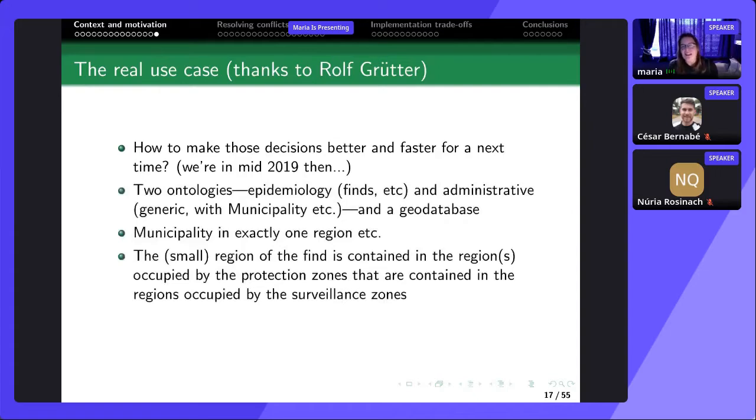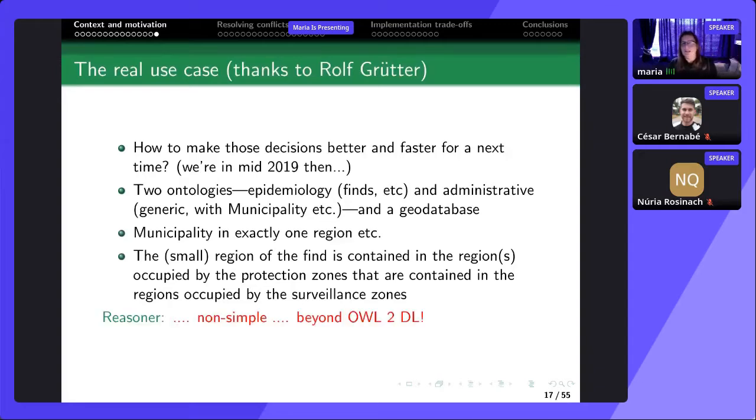So what they did was develop two ontologies, one about epidemiological information and the other one an administrative ontology. There was data related to that about the epidemic and about the geo information. There was information in there, such as the municipality being in exactly one region, and they wanted to have inferences that the region of the find is contained in the region occupied by the protection zone, which is again contained in the region occupied by the surveillance zone. So they had designed those two ontologies, and then I was like, okay, fine, we have those two, we're going to combine them, and we're going to have our reasoning.